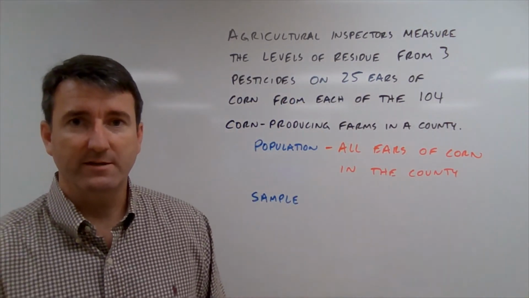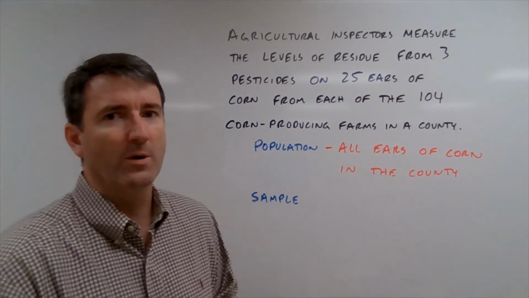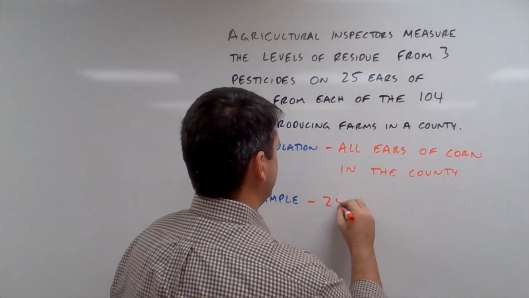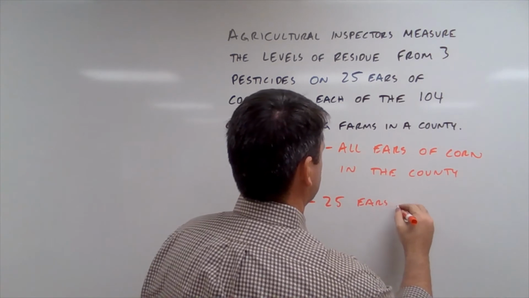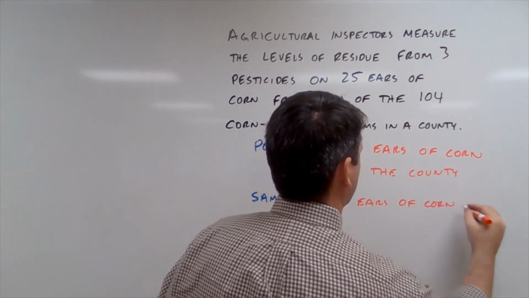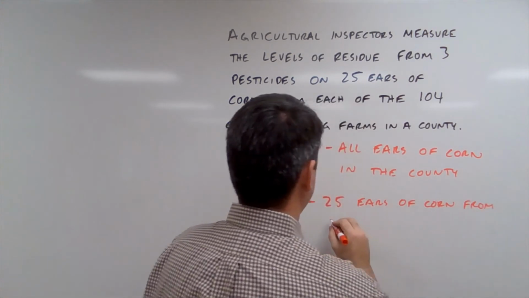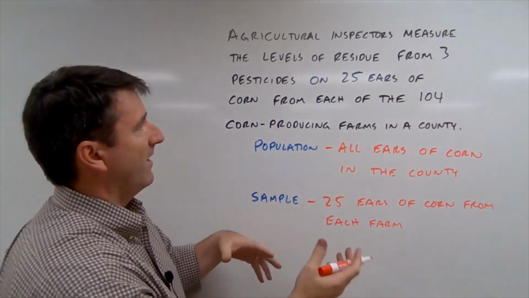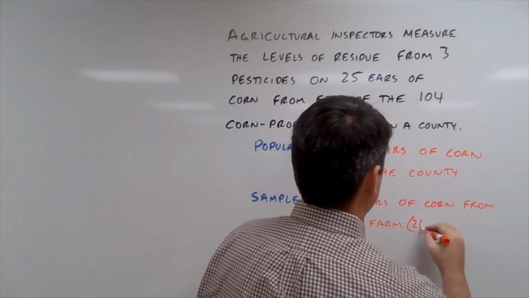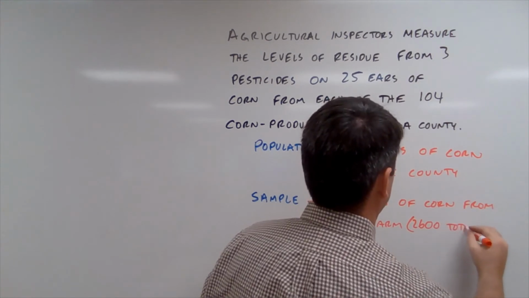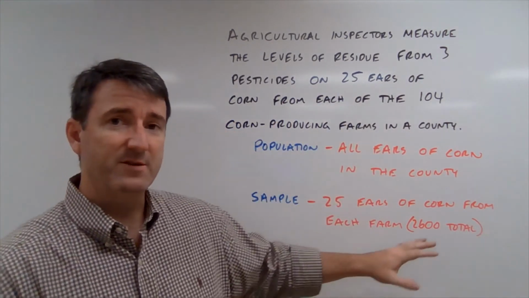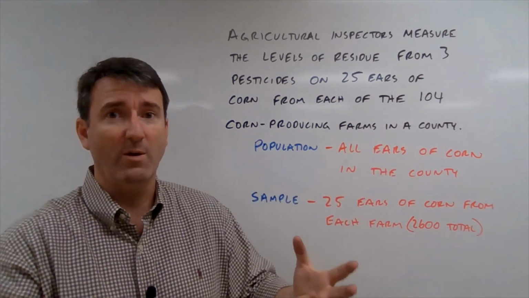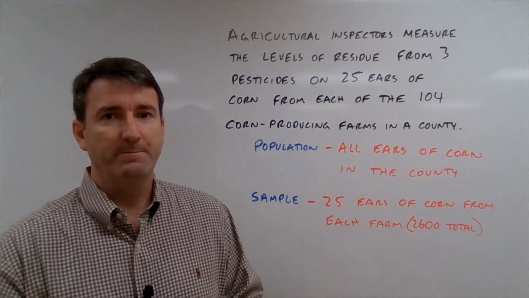So that's our population. Now, of course, we can't test all the ears of corn in the county, so we take a sample, and the sample is the 25 ears of corn from each farm. So there's 104 farms times 25 ears. That's going to be 2,600 total. So our sample is those 2,600 ears of corn that we actually tested. Our population, what we want to know about, is all the ears of corn in the county.